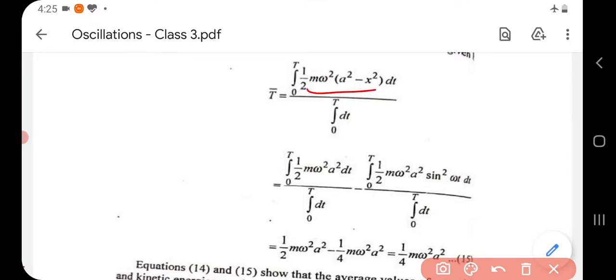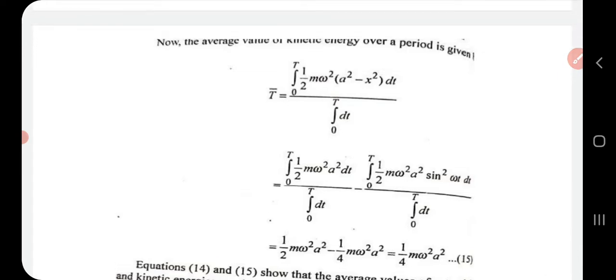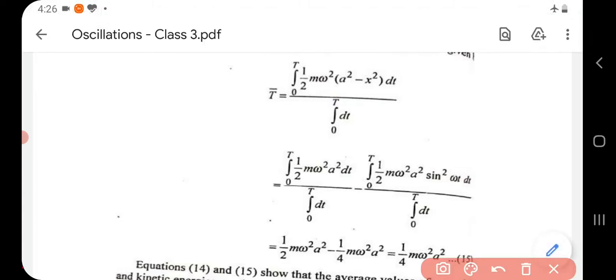Average value means T bar. Then integrate from 0 to T. Denominator is kept as such here. Then half m omega square a square dt.